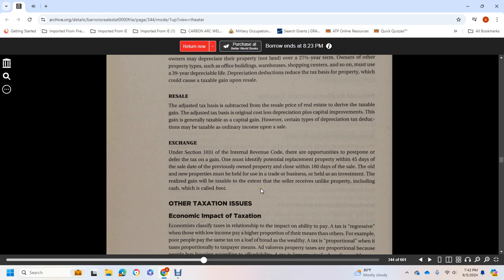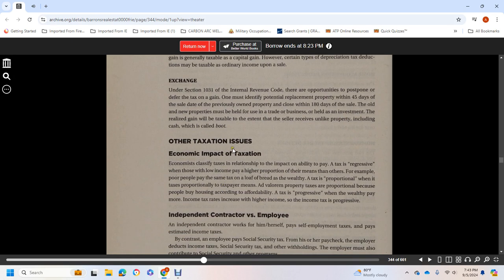Exchange. Under Section 1031 of the Internal Revenue Code, investors may postpone or defer the tax on gain. Up to three potential replacement properties must be identified within 45 days of the sale, with the previously owned property closed within 180 days of the sale. The new property must be held for trade or business. The realized gain will be taxable to the extent the seller received unlike property, including cash, which is called boot.